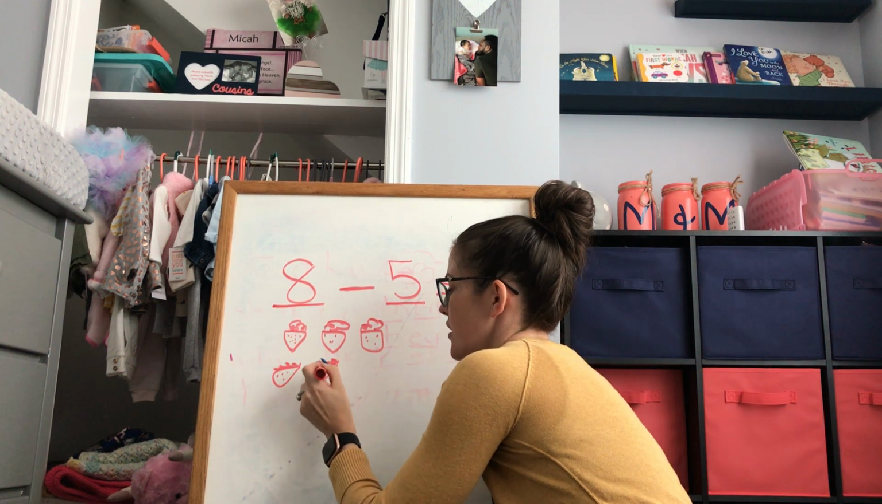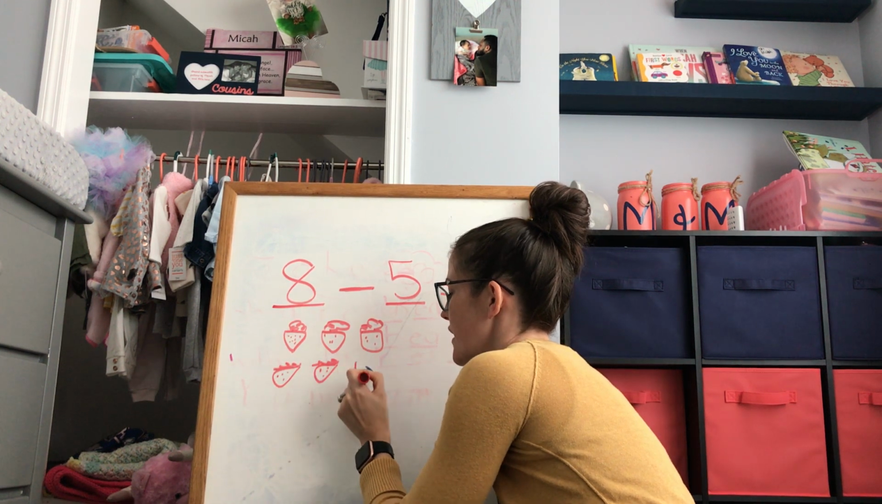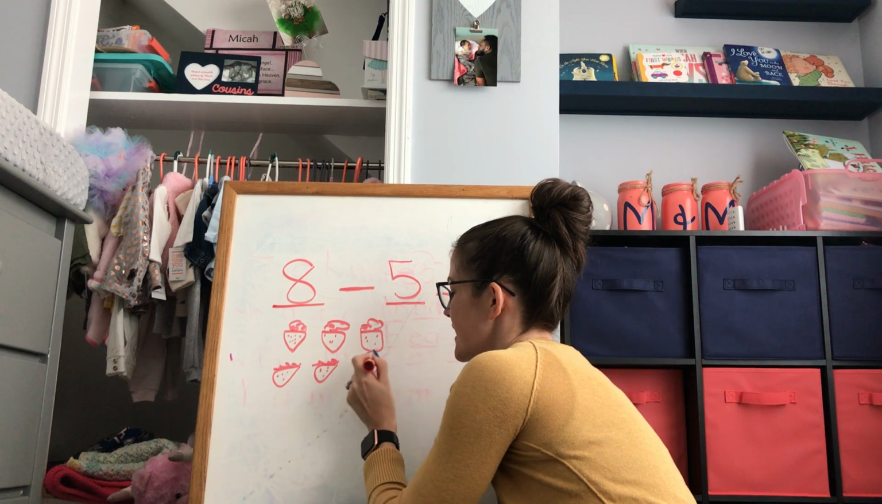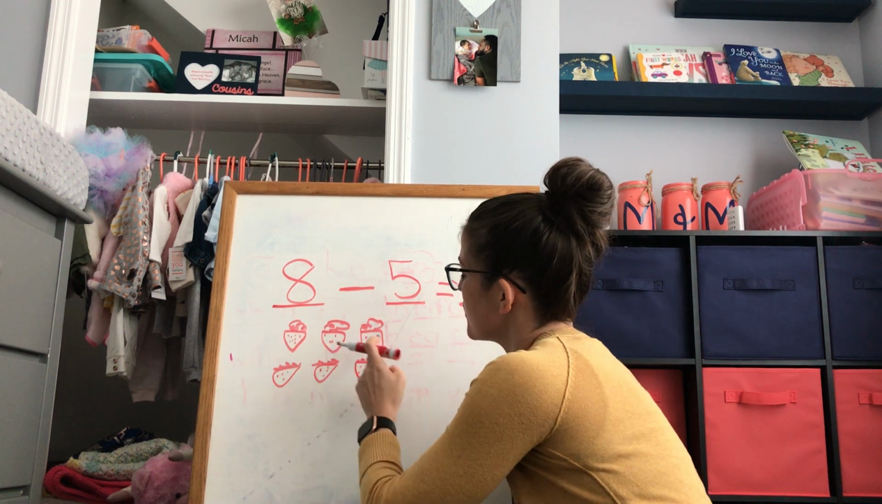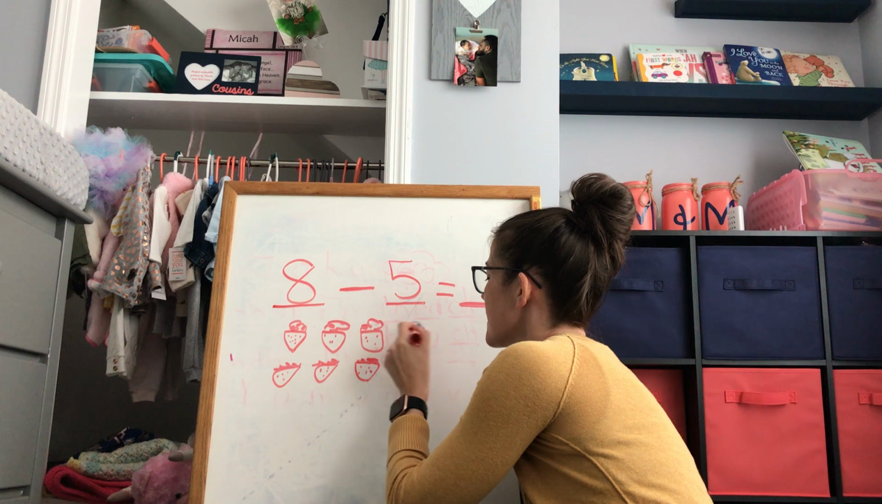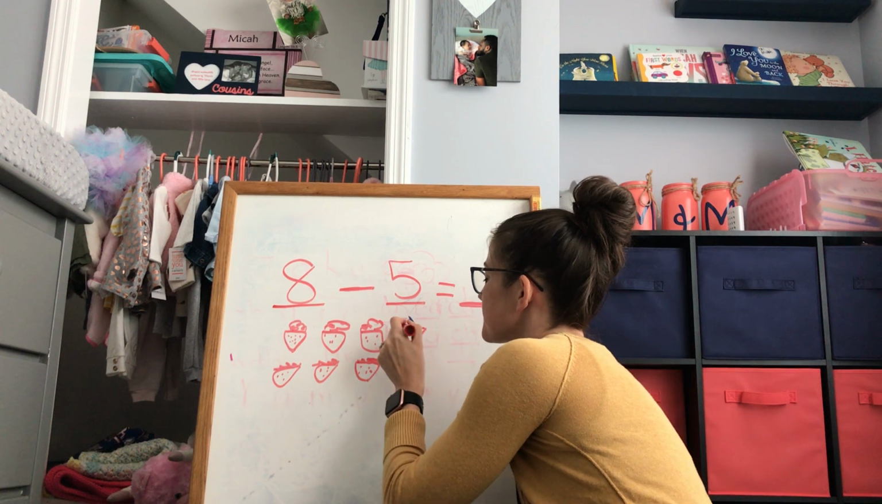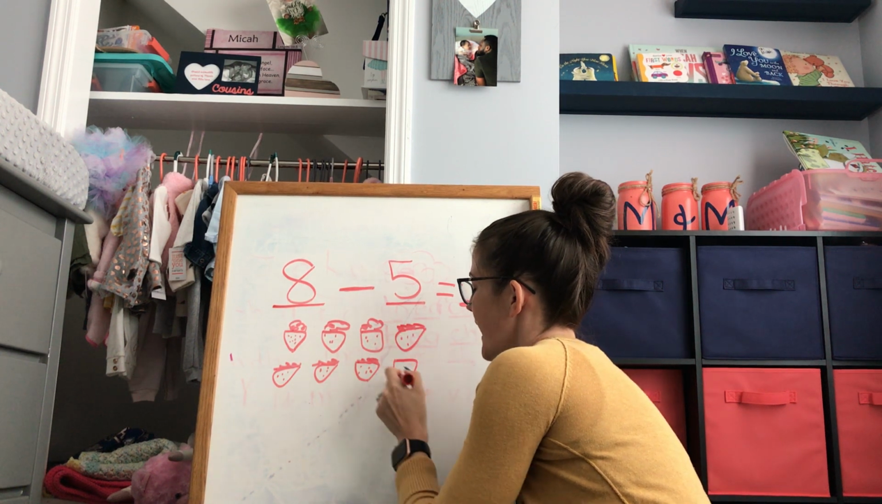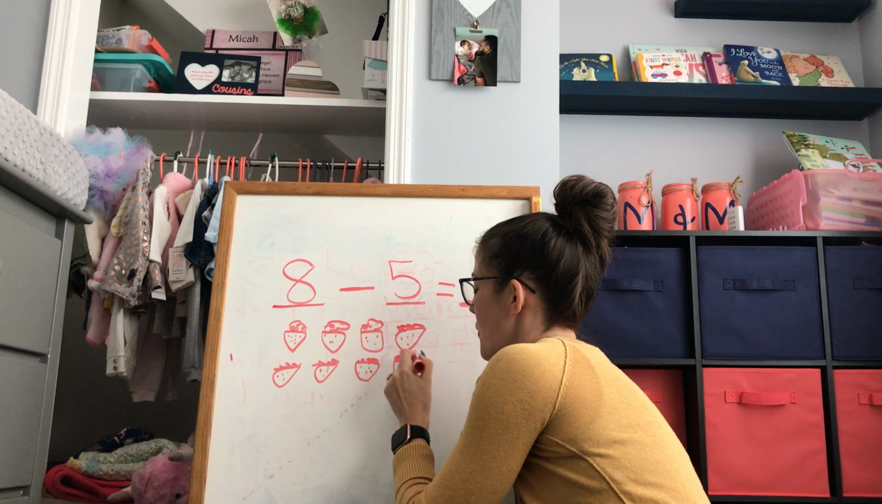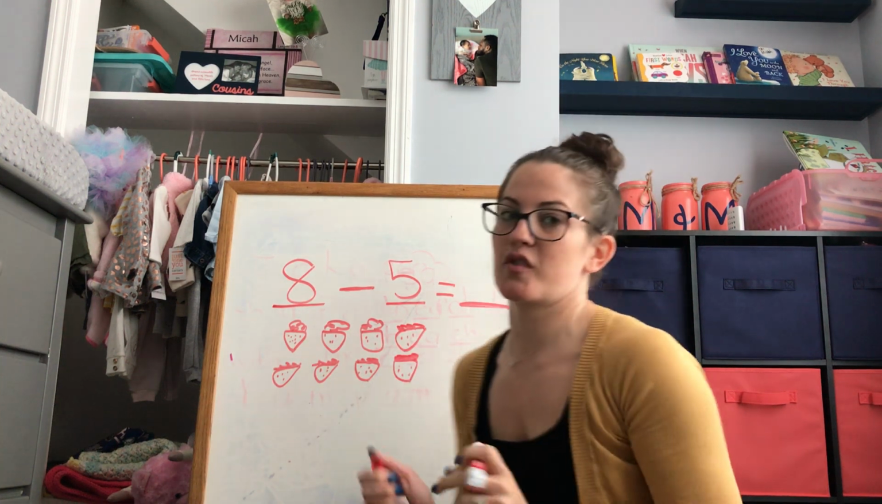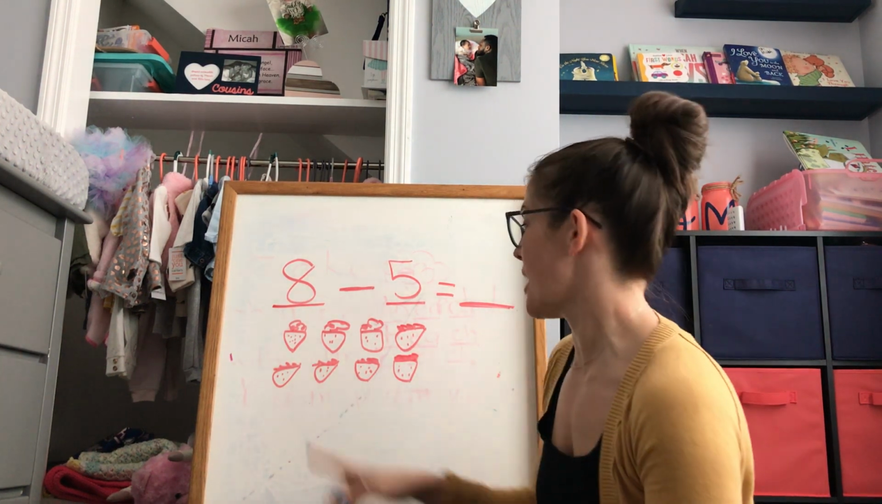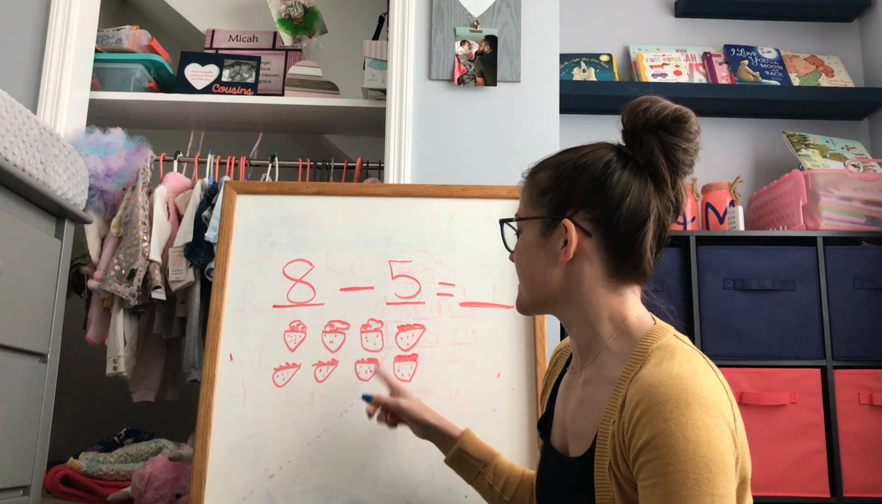Are you laughing at me at home? I wouldn't be surprised if you were. Telling your mom or dad how silly of a drawer Miss Walker is. 1, 2, 3, 4, 5, 6, 7, 8. And Wyatt in our class is a fantastic drawer. So if you're watching Wyatt, I know you're doing a great job. 1, 2, 3, 4, 5, 6, 7, 8.